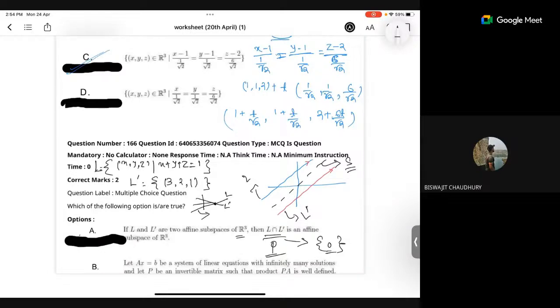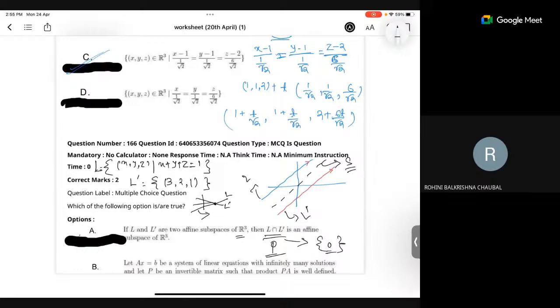If it is given in the question that L and L dash are two affine subspaces of R3 and both are intersecting, or it is given that L intersection L dash is an affine space, whether the statement is true or false, that is what is asked. If they are intersecting, then there will be a point in the affine subspace. Then that point will be an affine subspace of R3. Then this statement would be correct.